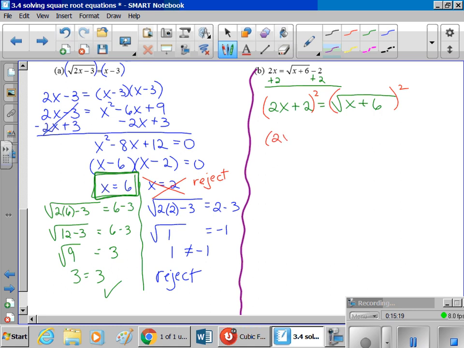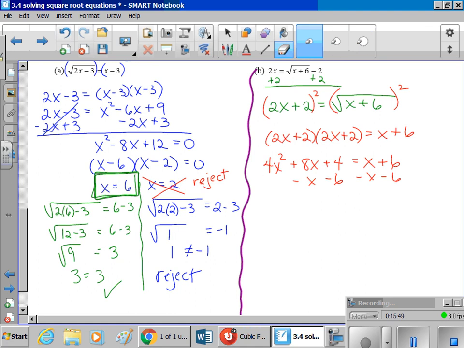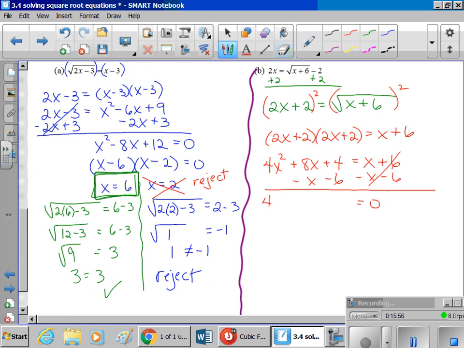So again, I'm going to write this as 2x plus 2 times 2x plus 2 is equal to x plus 6. I'm going to multiply this out and get 4x squared plus 4x plus 4x plus 4 is equal to x plus 6. I'm going to bring these over. These cancel to 0. Here I have 4x squared plus 7x minus 2 is equal to 0. And we're going to factor this one.